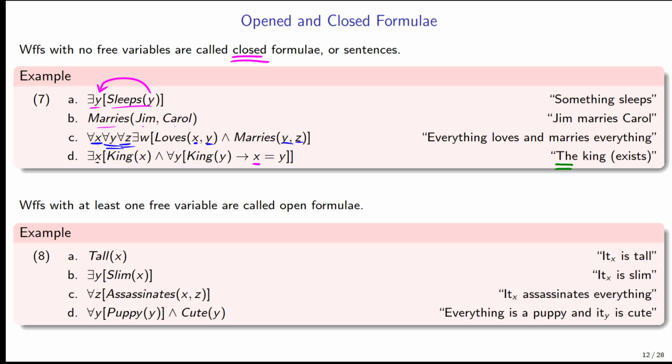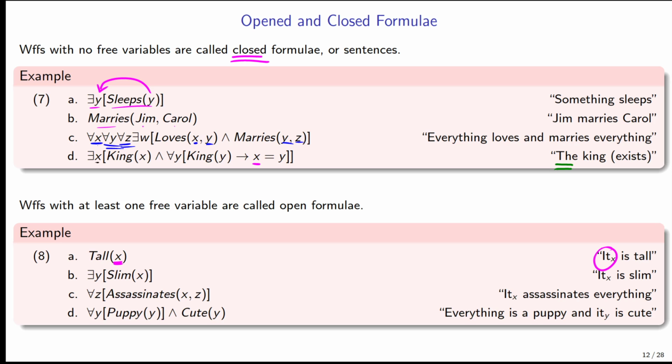Okay, if a formula has at least one free variable, it is called open. So tall x, x is free. It's not being bound by anything. So this would be a pronoun in translation. So it, x is tall. Well, I shouldn't say something is tall. I should say x is tall. But x is a variable. It's free. It converts to a pronoun.